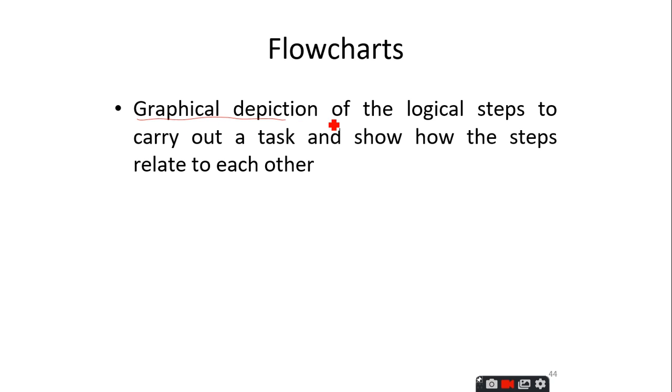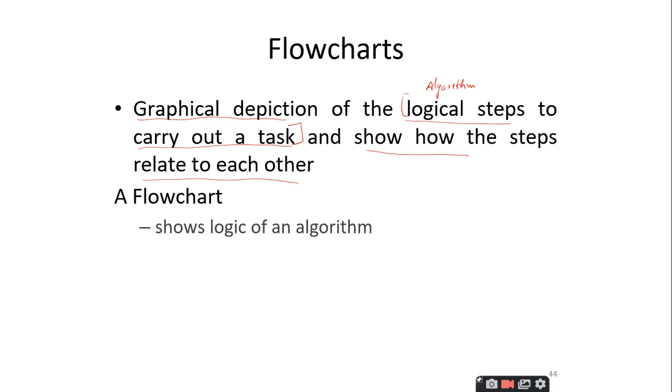The graphical depiction of the logical steps to carry out a task. The logical steps to carry out a task is nothing but the algorithm. We can simply convert this definition as: the graphical depiction of the algorithm, showing how the steps are related to each other, is called the flow chart. If somebody asks you what is this flow chart, you can simply give the definition: the pictorial representation of an algorithm is called a flow chart. Simple thing.